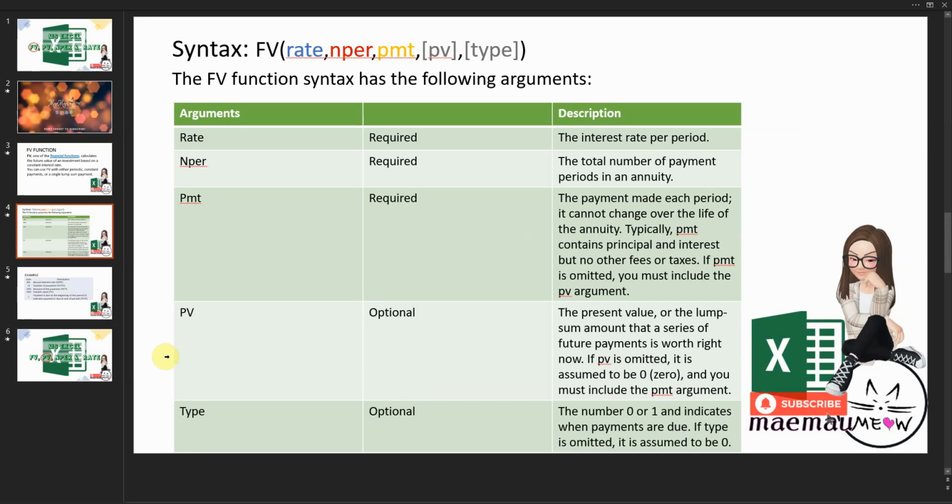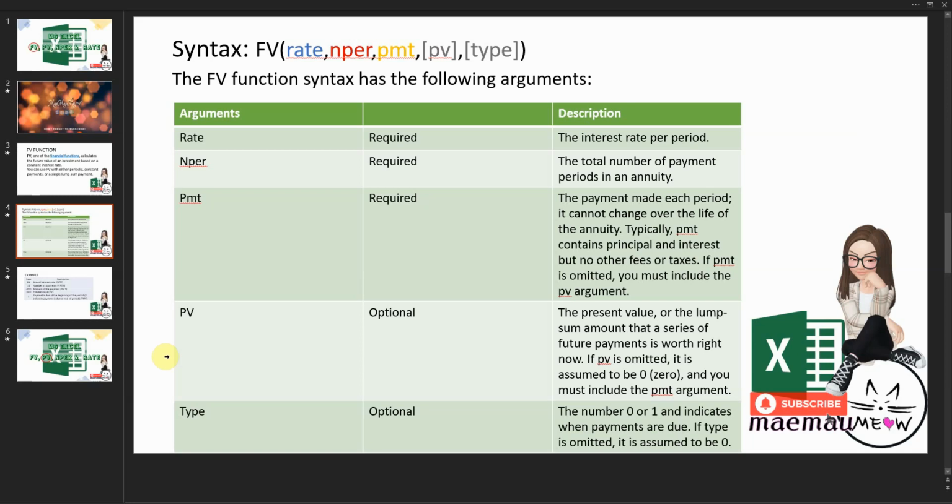As you've noticed, if you watched my previous video about the PMT function, the arguments are almost the same. We have the rate, which is required, and it's the interest rate per period. And nper is also required. It's the total number of payment periods in an annuity.